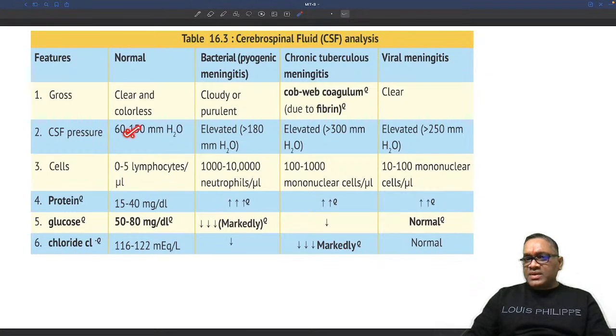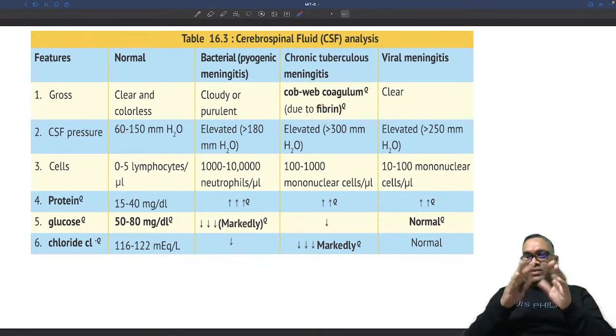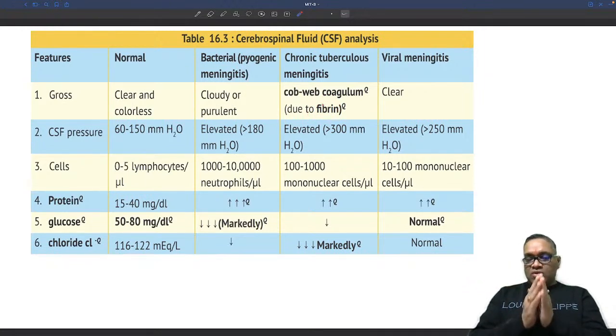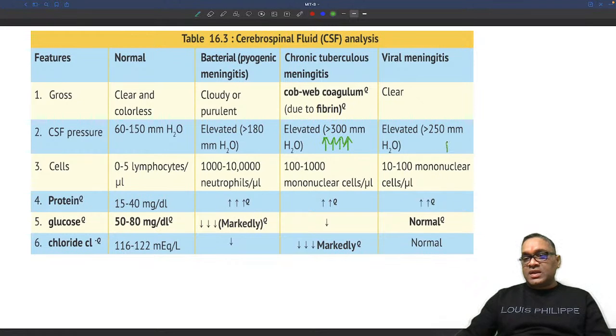Now if you look at the pressure, because of the fibrin, the fibrin clot will be narrowing down and creating adhesion between the lumen, and that is why pressure will be maximum. So CSF pressure will be maximum in case of TB meningitis. Then it will be elevated in viral meningitis, and the least will be seen in bacterial meningitis.